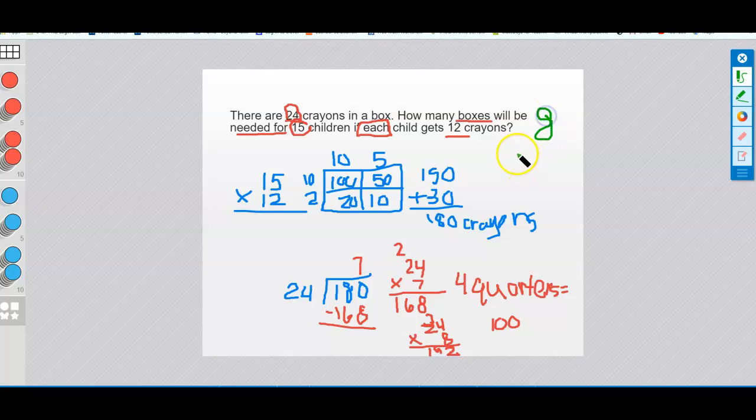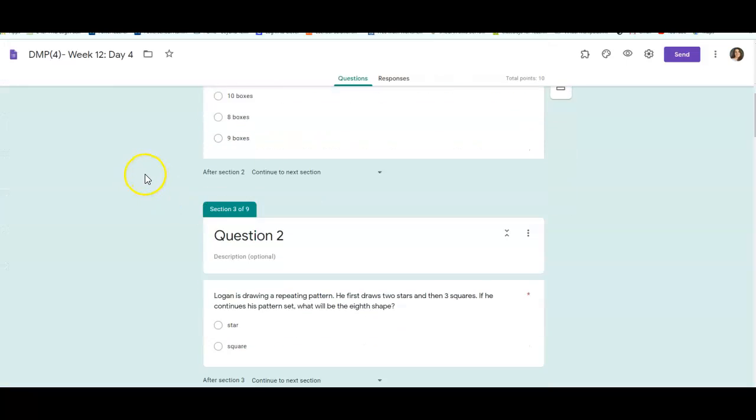We'll need 8 boxes. There's a couple different ways you could solve this problem. This is one way, but make sure you go nice and slow and do your very best to try to solve these. Okay, next question.